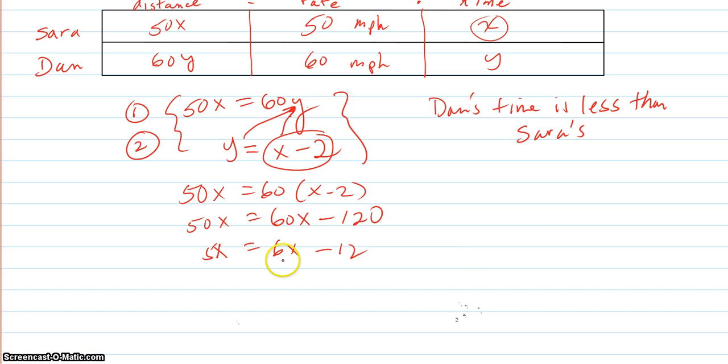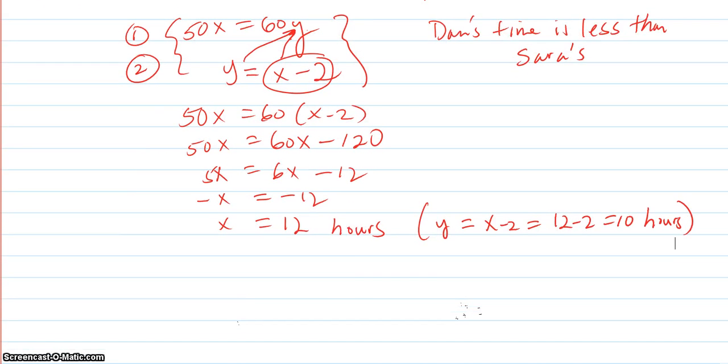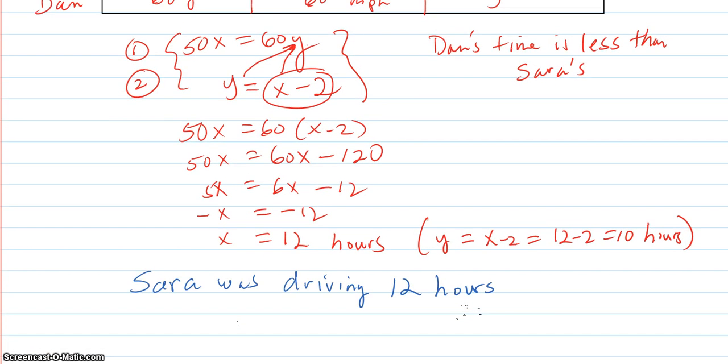Subtract 6x from both sides. You're going to get negative x equals negative 12. Multiply both sides by negative 1. x will equal 12. And that's hours. Okay, and then y, if we needed it, would be x minus 2, which would be 12 minus 2, which would be 10 hours. So now we have to write it in terms of the story, and that is: Sarah was driving 12 hours when Dan caught up.